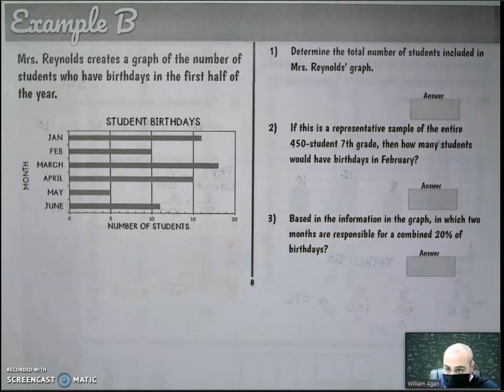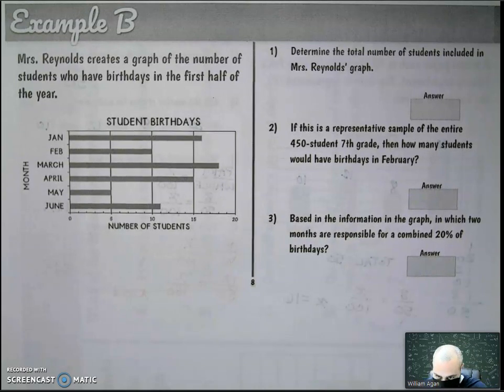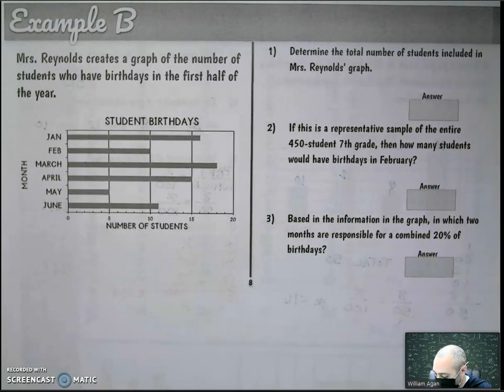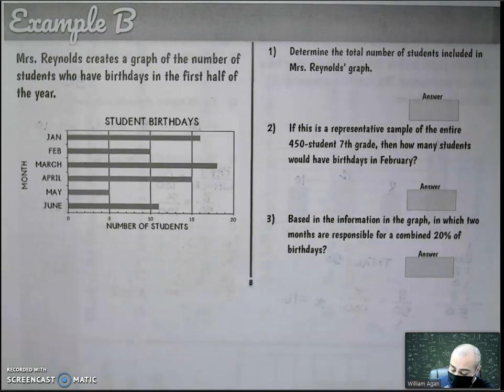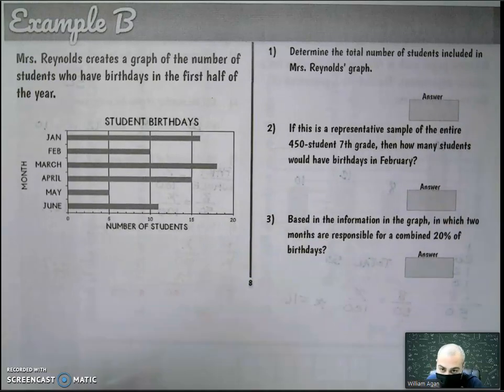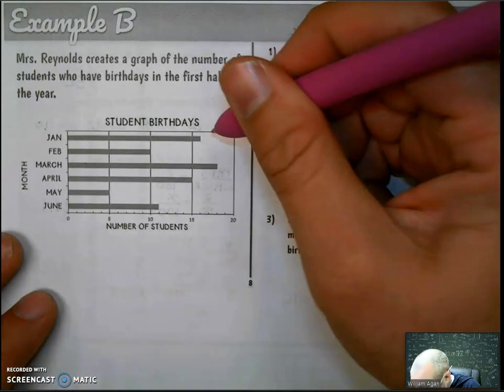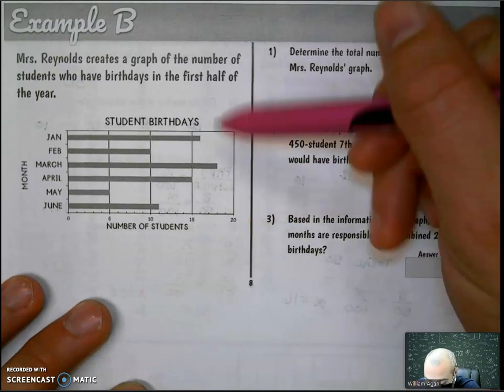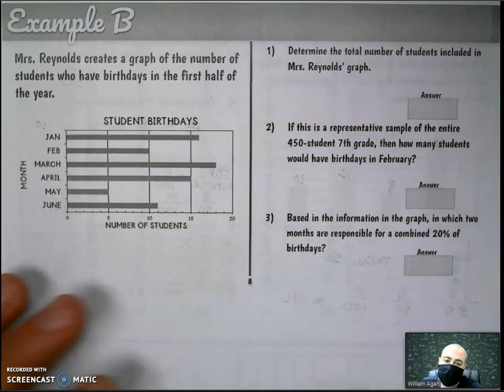Alright, example B says Mrs. Reynolds creates a graph of the number of students who have birthdays in the first half of the year. Okay, so like I said earlier with bar graphs, I think a really good idea is to put the totals at the top of each bar, or in this case at the end of it since it's a horizontal one.